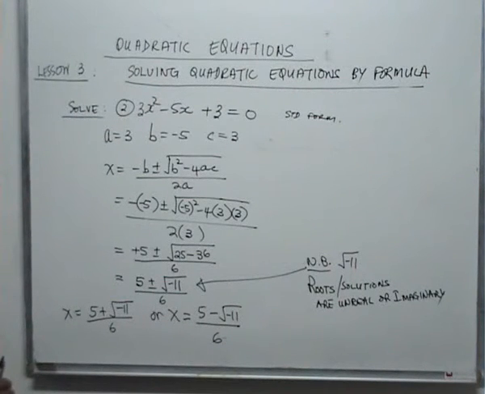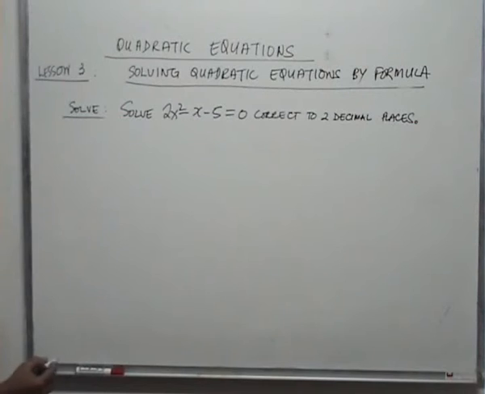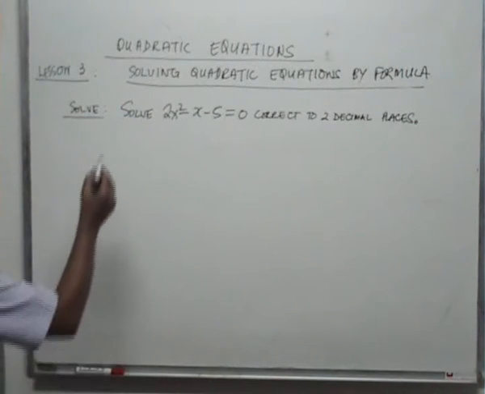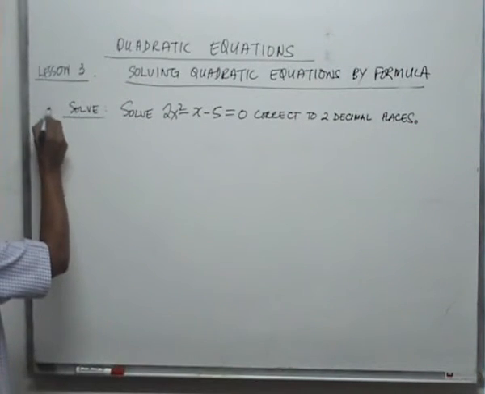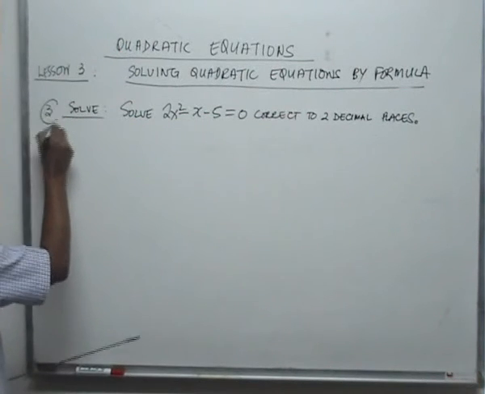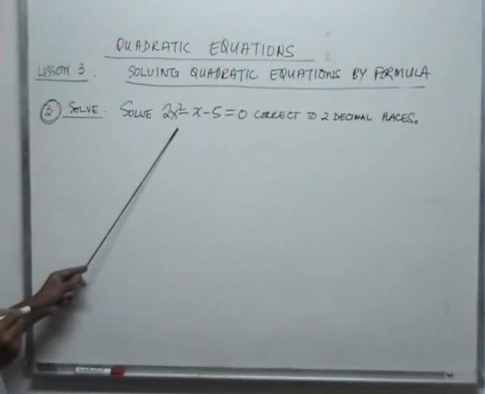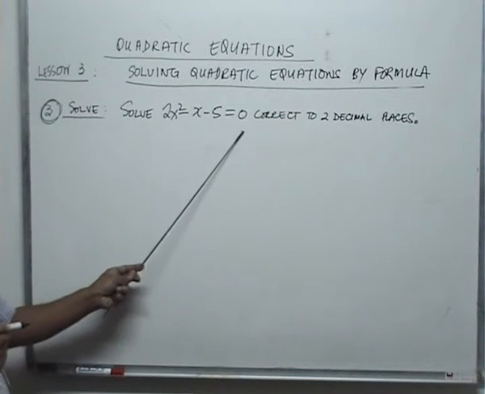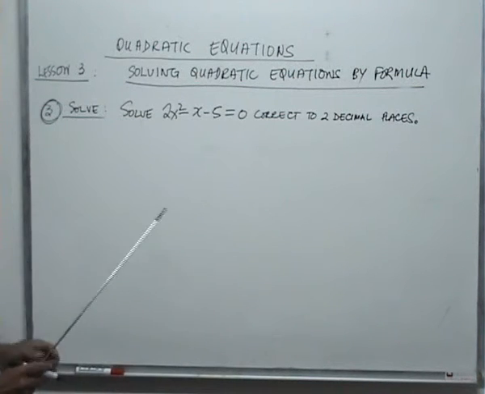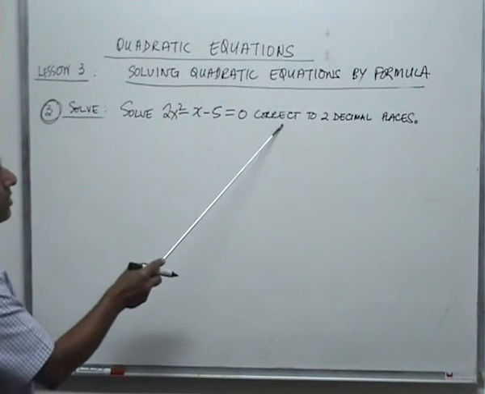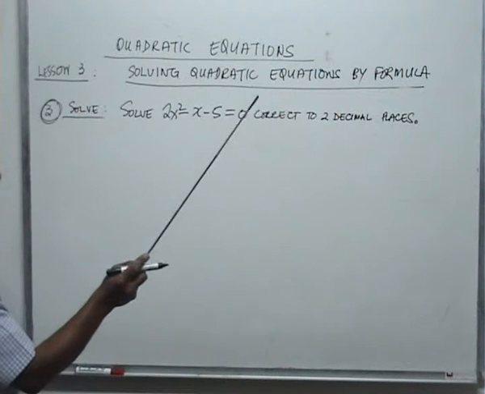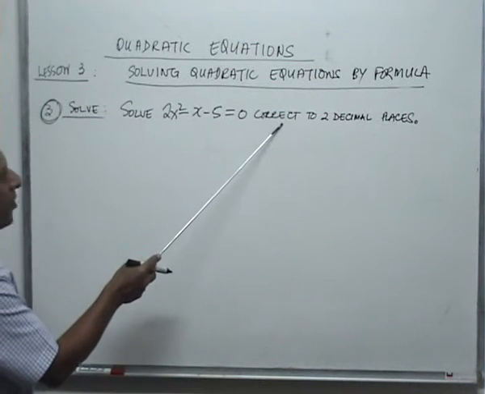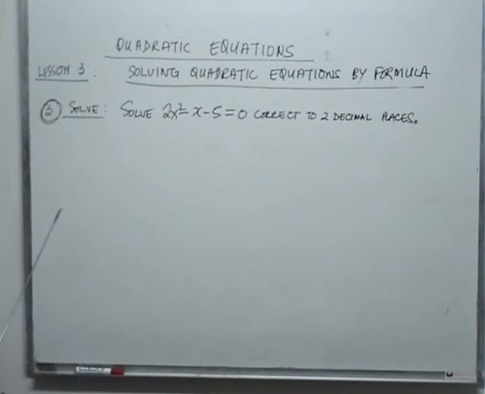Alright, we're going to do one more example using the formula. Let's call this number 3. Solve 2x squared minus x minus 5 equal to 0, correct to 2 decimal places. Once they say correct to 2 decimal places, or leave the answer in surd form, it means it will not factorize and you have to use the formula.